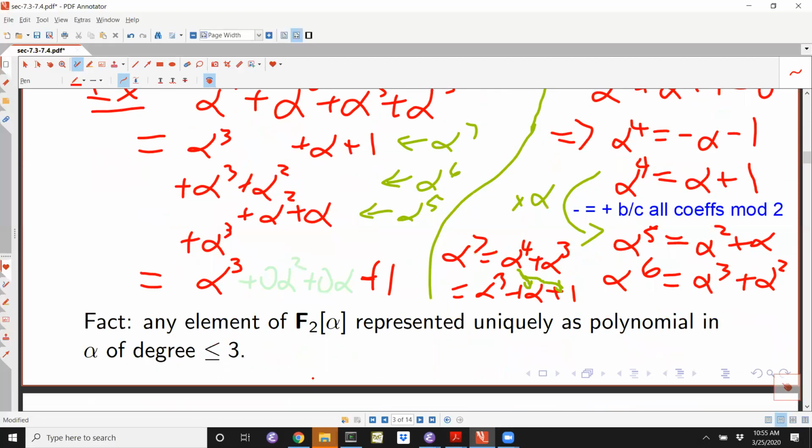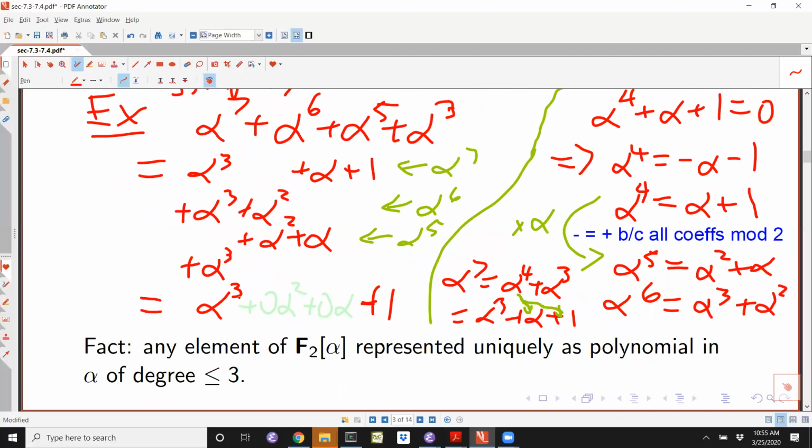And in a very similar way, any element of this quotient ring, F2 bracket alpha, can be represented uniquely as a polynomial in alpha of degree less than or equal to 3. I think this example shows that you can get everything equal to a polynomial of degree less than or equal to 3. You do the same kind of thing, even if you have to go up to alpha to the 20 and reduce a bunch of times. The unique part actually comes from the uniqueness part of the division theorem. But you just need to know that this representation is in fact unique.